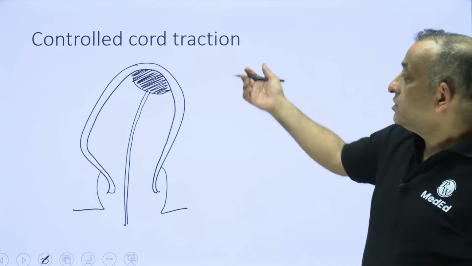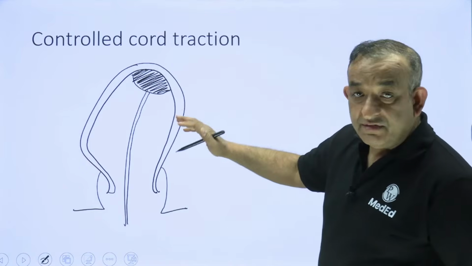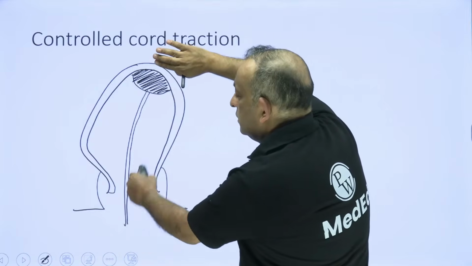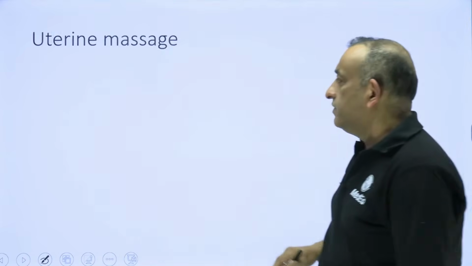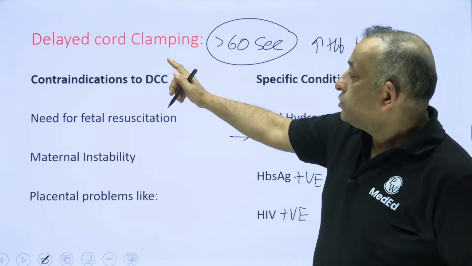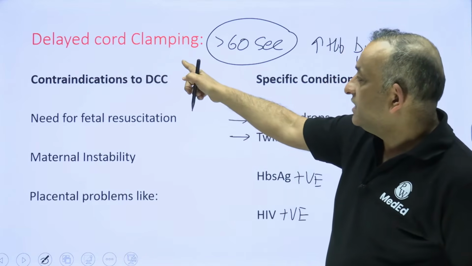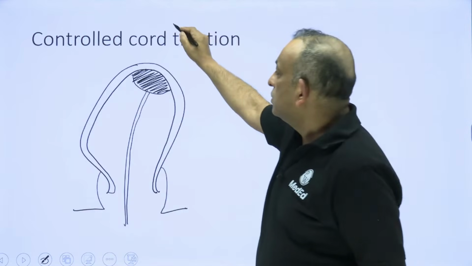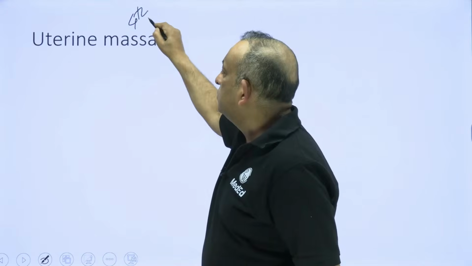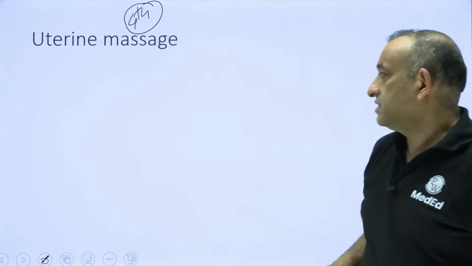Okay. So controlled cord traction. This is the method of delivery of the placenta. I told you that earlier. You give a gentle tug on the cord with counter traction. That's how you remove the placenta. Now there are the steps I told you. One, I told you about the oxytocin. Second is the delayed cord clamping. Third is the controlled cord traction. And the fourth is the uterine massage. Fourth is the uterine massage.